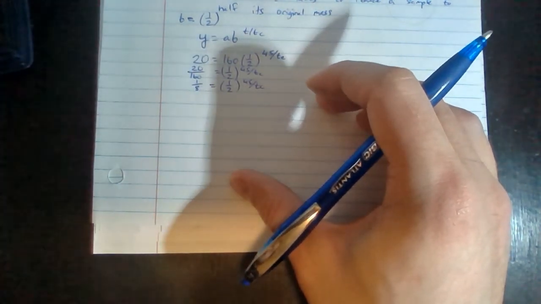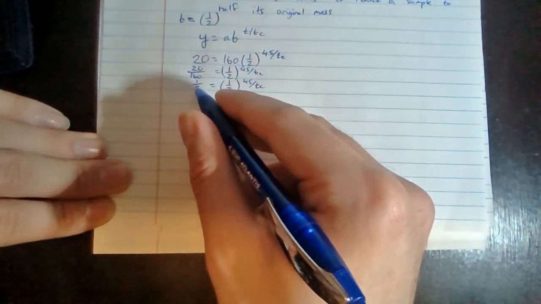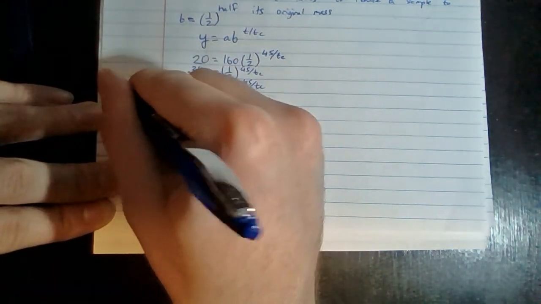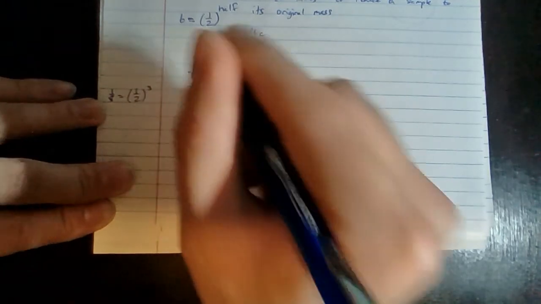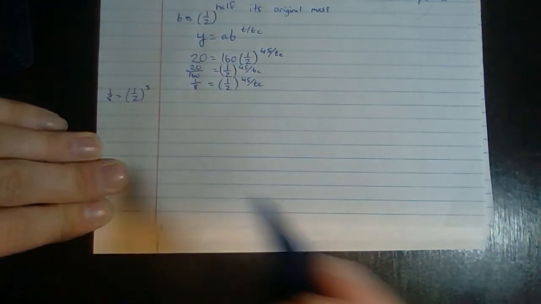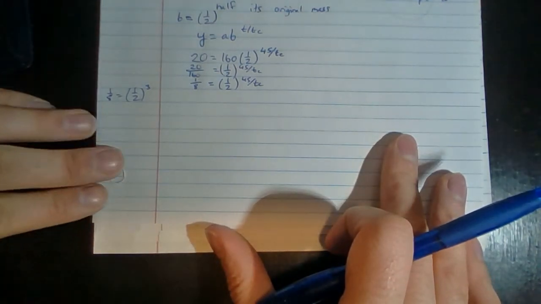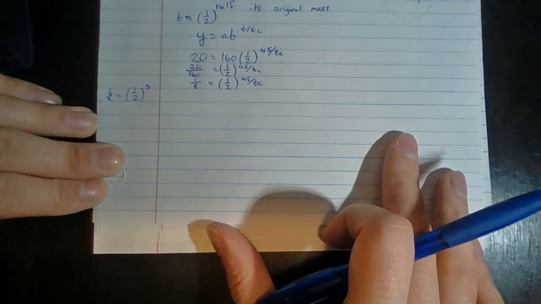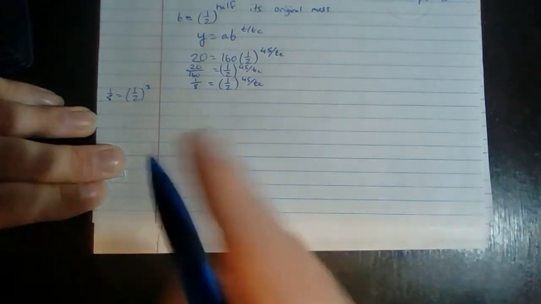So we could solve this without logs. We could see that 1/8 is the same as 1/2 cubed, and then we can equate our exponentials. But I'll keep doing this with logs just so we can continue seeing this. So I'll revisit that first method we looked at just because that's not in the notes.